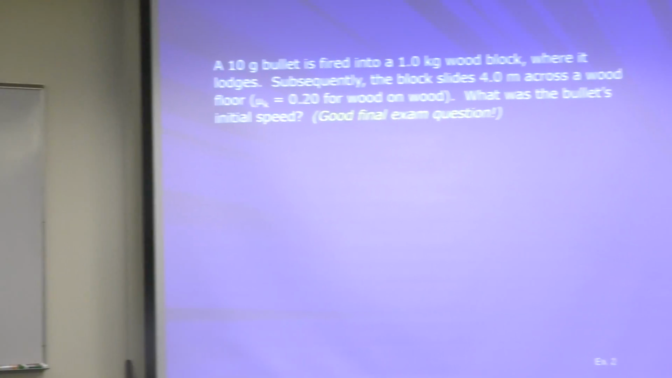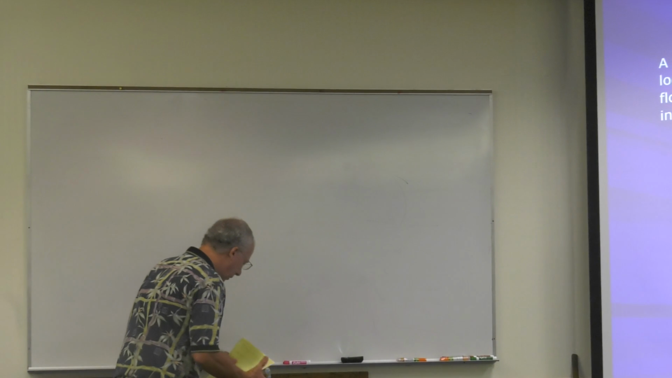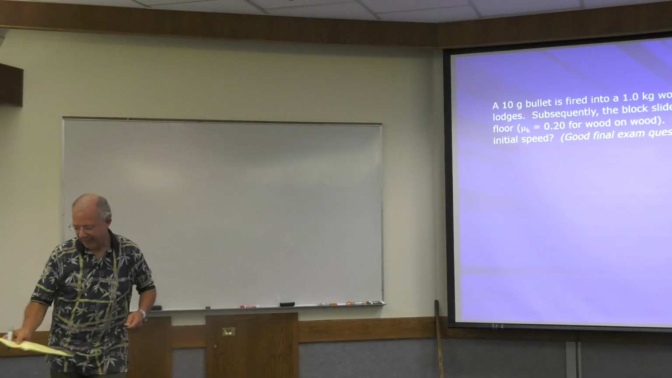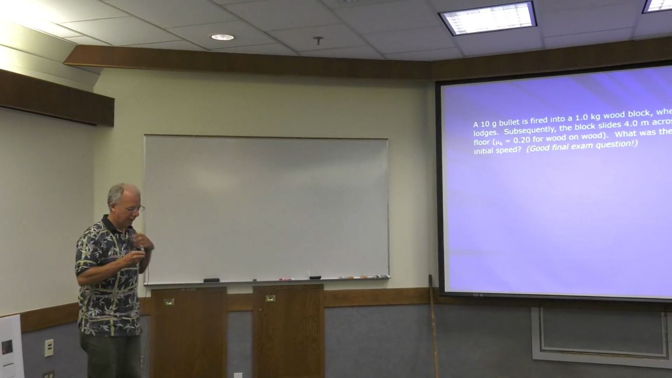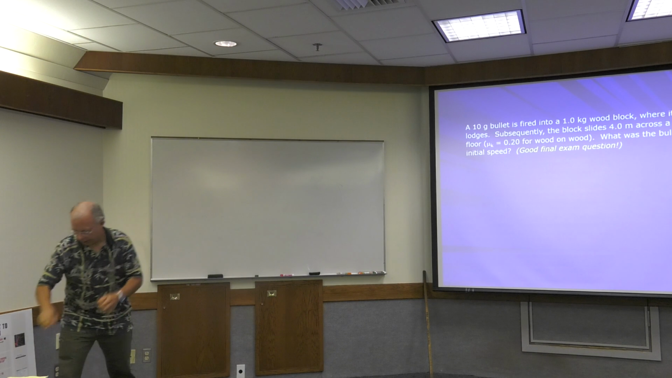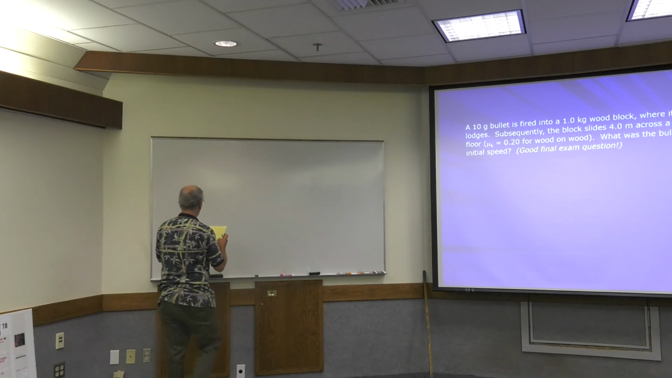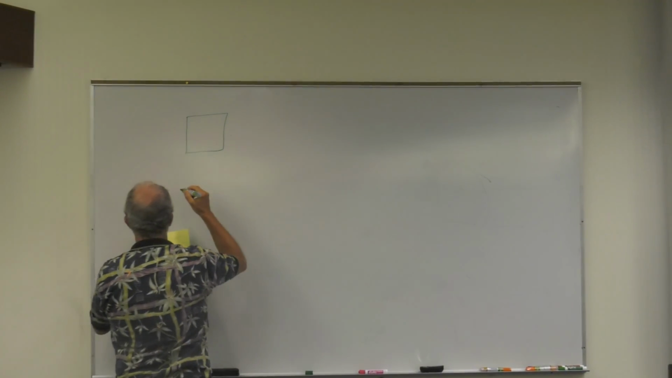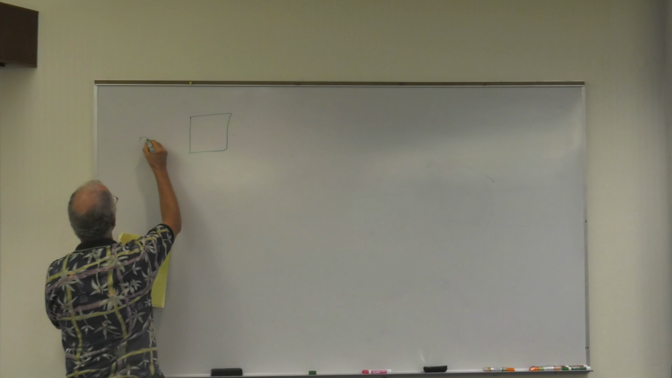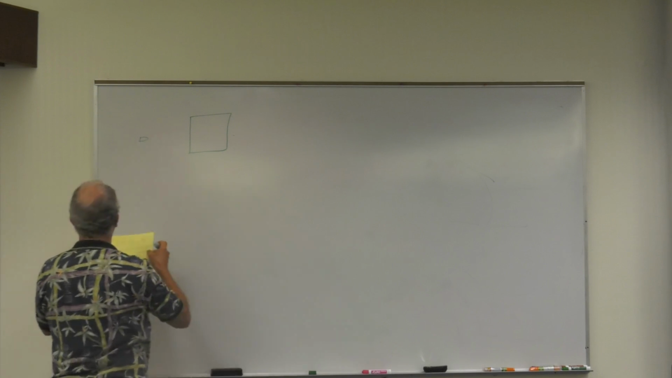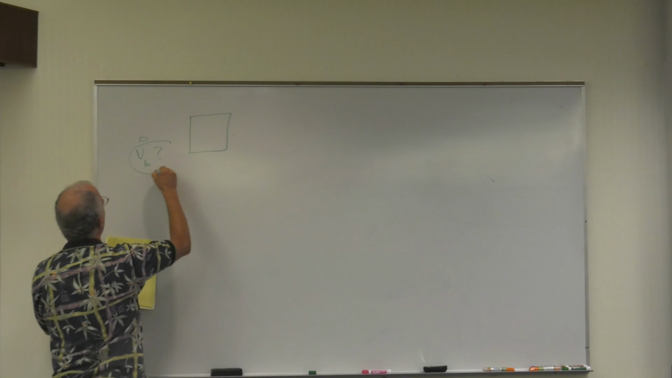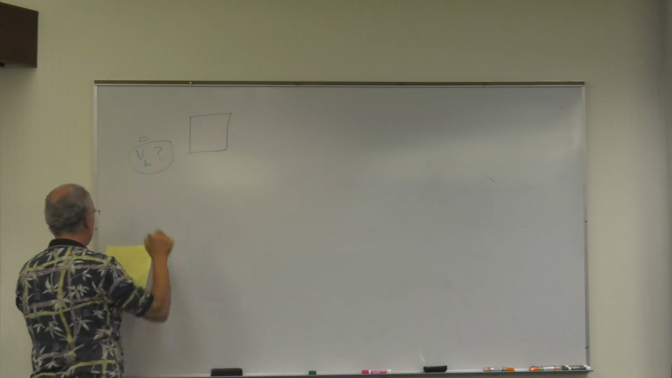Okay, so I think it's a good idea to draw a picture. So here we have this block, and we have a little bullet. What we want to know is the initial velocity of the bullet, velocity bullet initial.